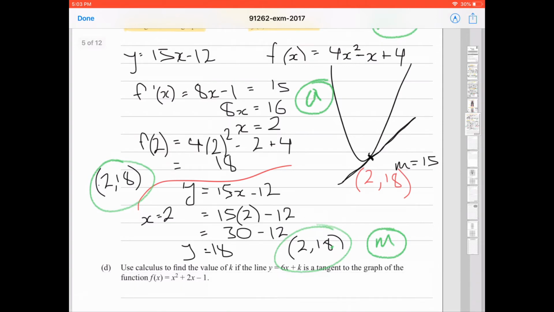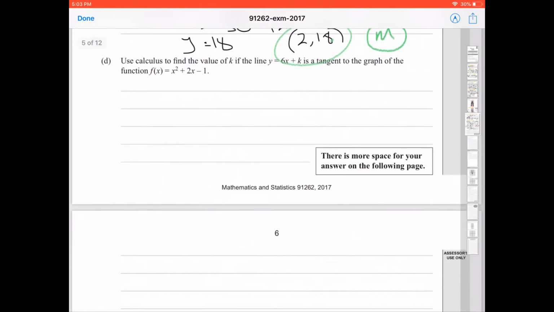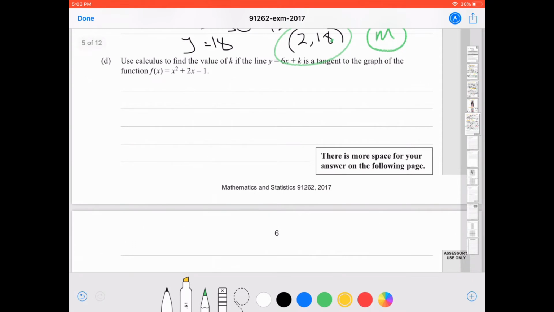Okay, moving on now to question 2D. It says use calculus to find the value of k if the line y equals 6x plus k is a tangent to the graph of the function f of x equals x squared plus 2x minus 1. F of x equals x squared plus 2x plus 1... minus 1.